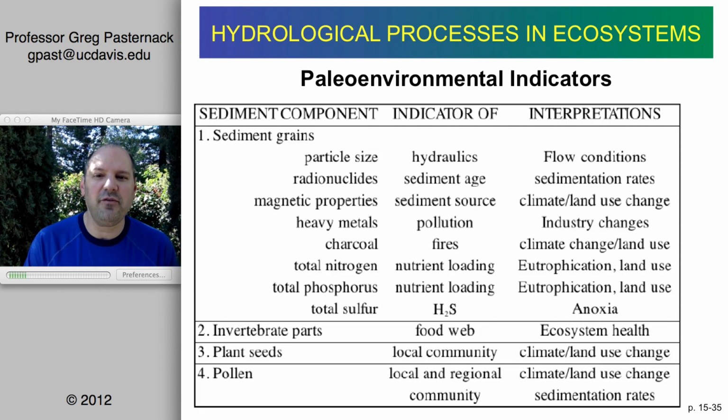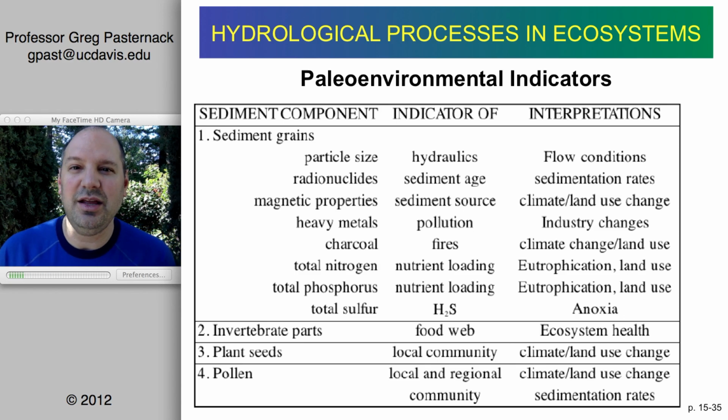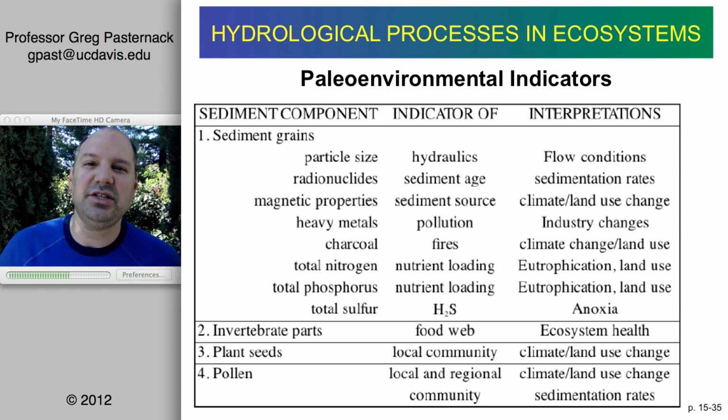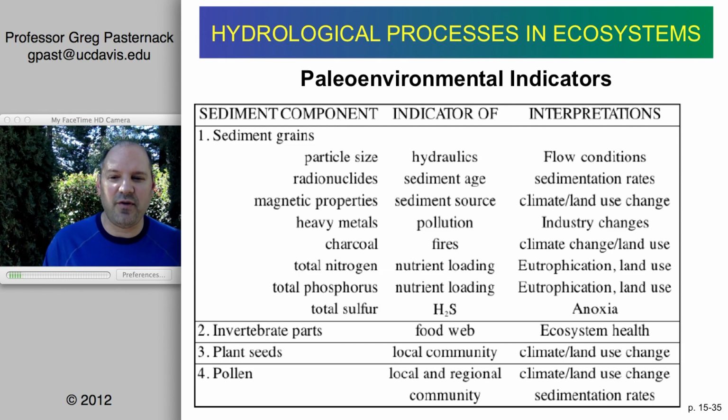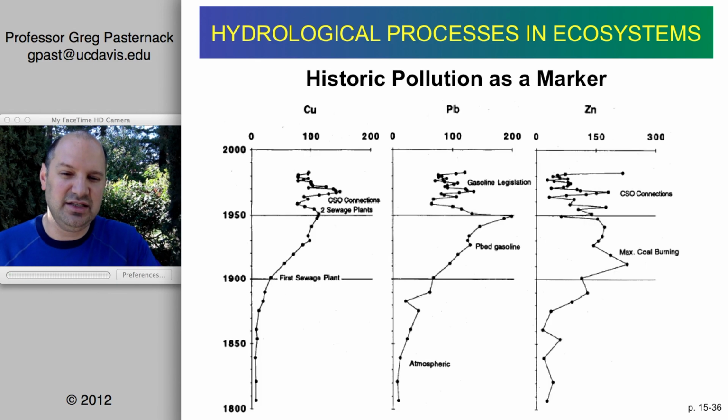Some of the things that we can look for include sediment attributes, invertebrate parts, plant seeds, pollen. These are things that people get trained, whether they're ecologists or physical geographers or geomorphologists. They can learn how to interpret the information that you see in the sediment. And that's not something I'm going to expect you to do, obviously, for this class, but I really just want you to be aware of these things.